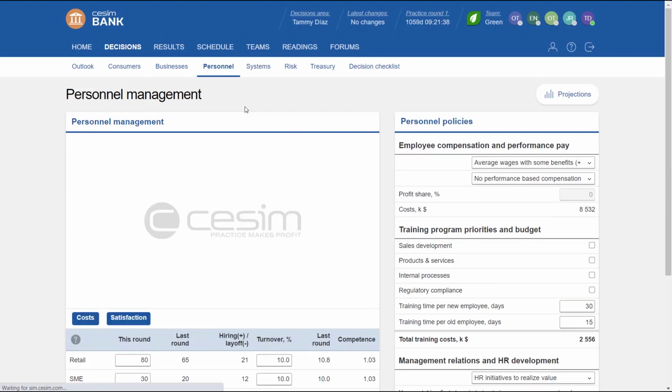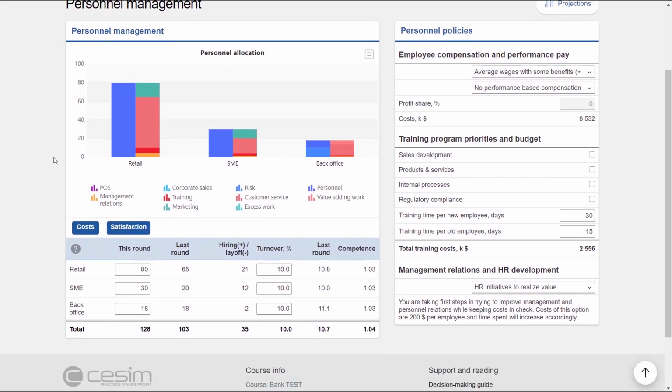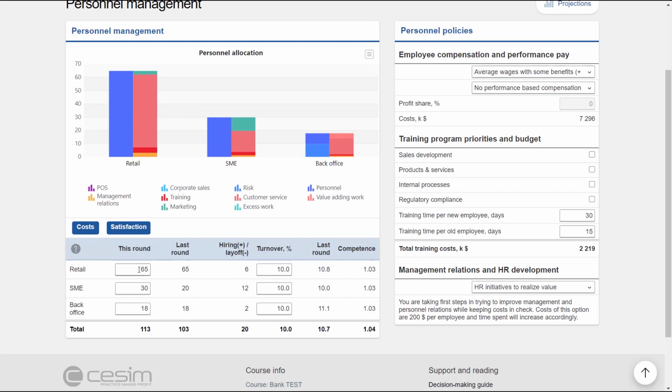Personnel, now we're starting to move towards the back office. So on the personnel page, we decide the staffing. So we can decide how many people we have in our retail customer department, how many people we have in the SME, like small, medium-sized enterprise customer department, and then how many people we have in the back office. And here we can always see the amount of people in the previous round. Obviously, the more people we have, the more we also have in personnel costs.